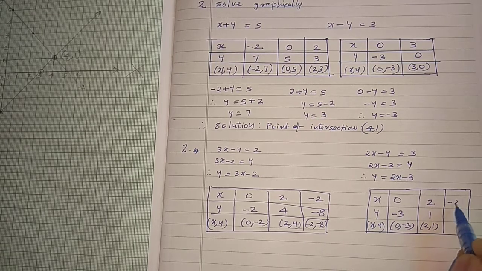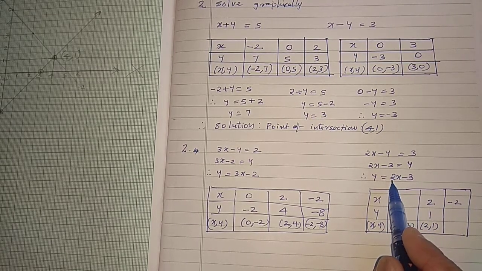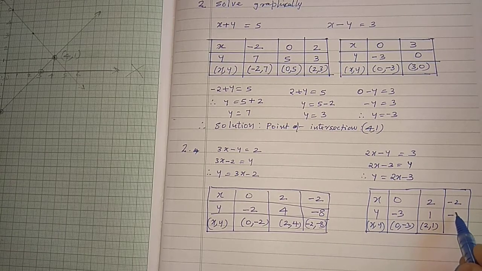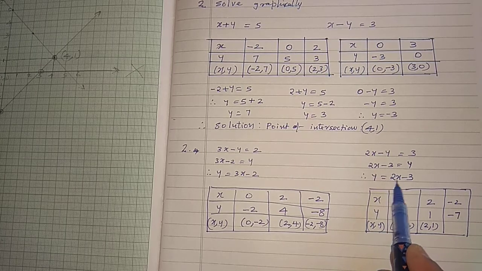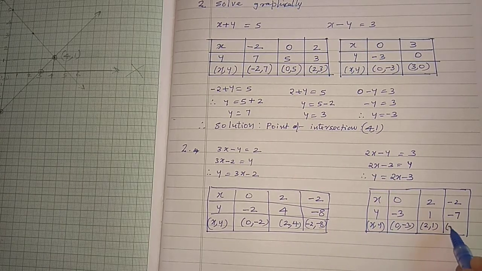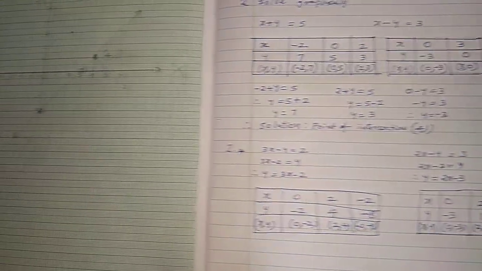Put x is minus 2. Minus 2, 2s are minus 4. Minus 4 minus 3, minus 7. The point is minus 2 comma minus 7. We got 3 points each. So we draw that in straight lines now.